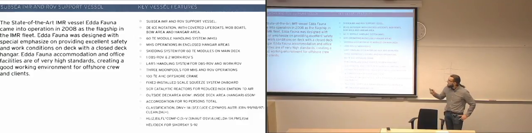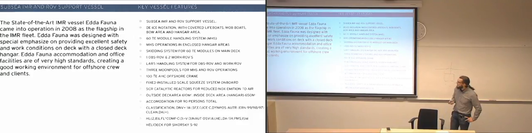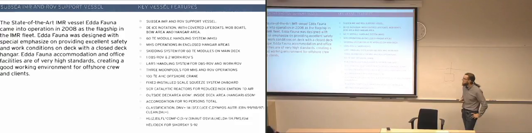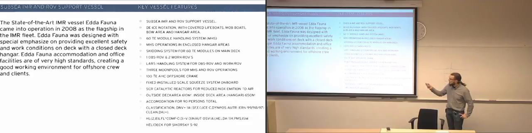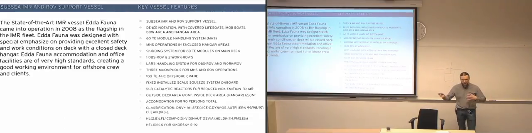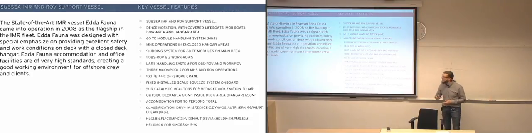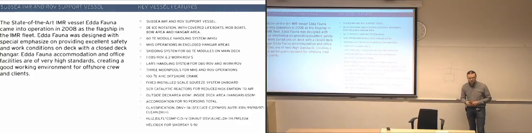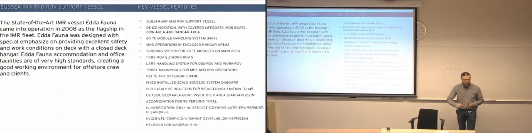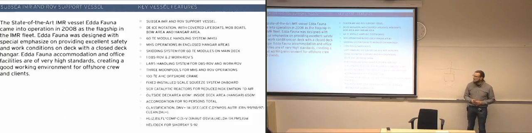So they have one observation ROV and two work ROVs. You'll see that that's usually what happens on the IMR vessels, one observation and two work. They have launch and recovery systems for the observation ROV and the work ROVs. Three moon pools for the module handling system and also for ROV operations, which means they have one moon pool for the module handling system, and then two moon pools that they use for the ROVs. They have three ROVs, so what I'm guessing is that they have one moon pool for each of the work ROVs, and then the observation ROV is borrowing one of the moon pools, so they're lowering it down, probably after the work ROV or in front of the work ROV or something like that.